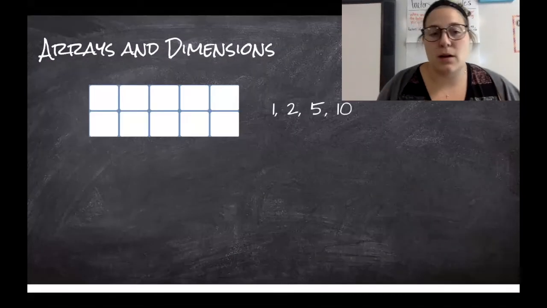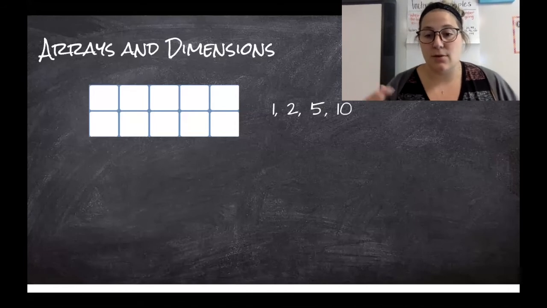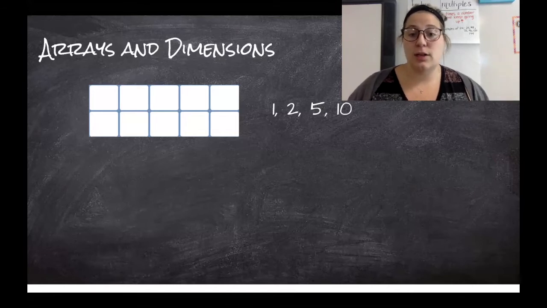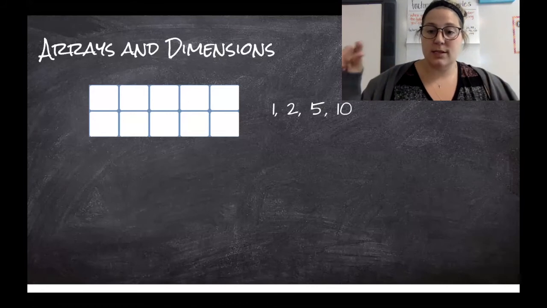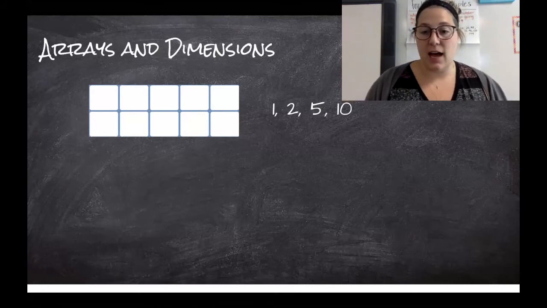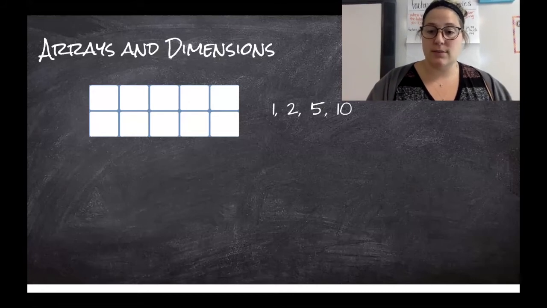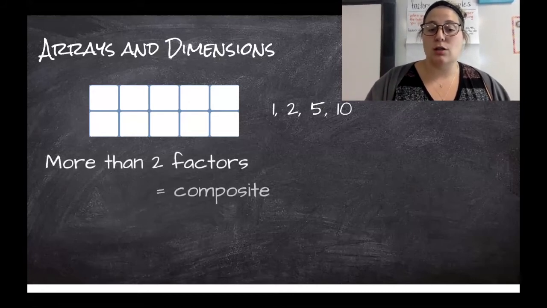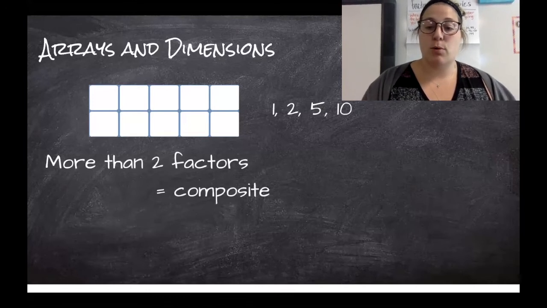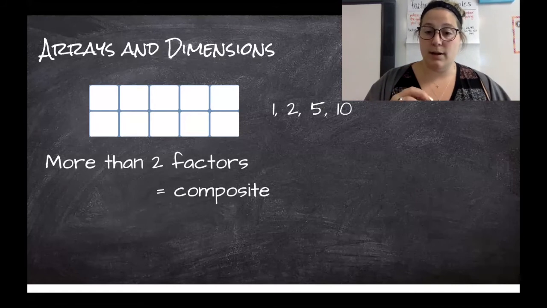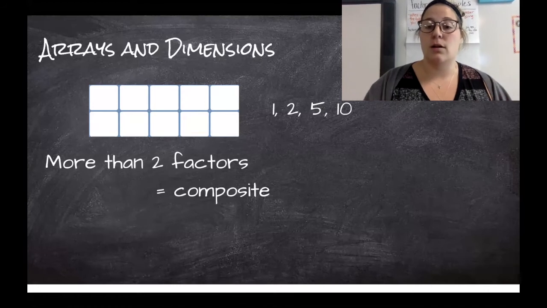Now think about this one, which is 10, an array of 10, and the factors are 1, 2, 5, and 10. So we could make a different array of 1 times 10. This is 2 times 5. And anytime you have more than just 2 factors, more than the number times itself, those are all called composite numbers. So prime numbers will only be the number times 1. Composite numbers are the ones where we can come up with more than 2 factors.